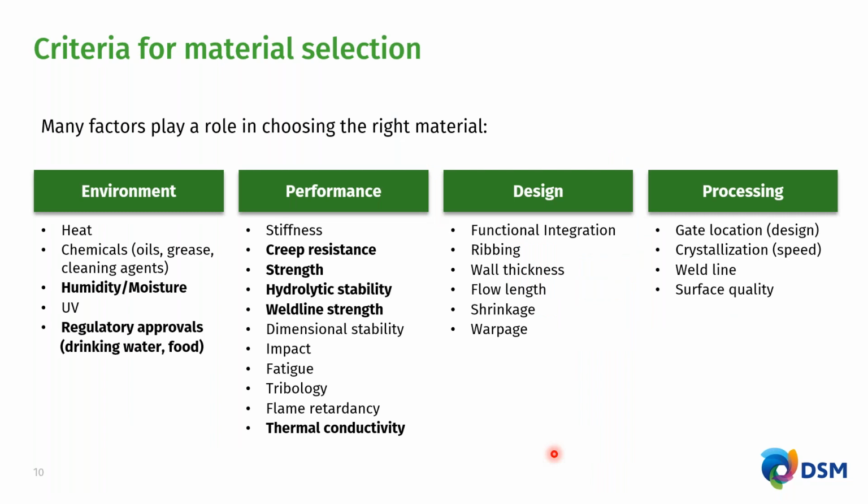So as far as material selection criteria is concerned, there are different factors which come into play, and some of the key factors which I listed here are the environment, performance, design, and processing. You have to look at the environment in which the part is going to be used. What are the performance criteria for the material? The design criteria like functional integration, ribbing, looking at the warpage, wall thickness, and of course processing, where surface quality or gate location could play a role. So I will highlight or touch upon some of the points in the coming slides.